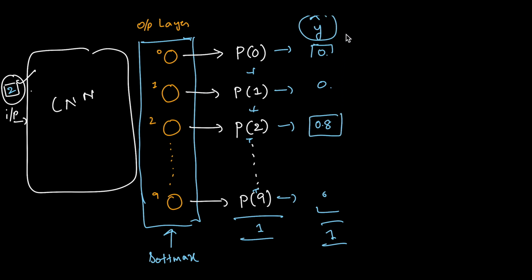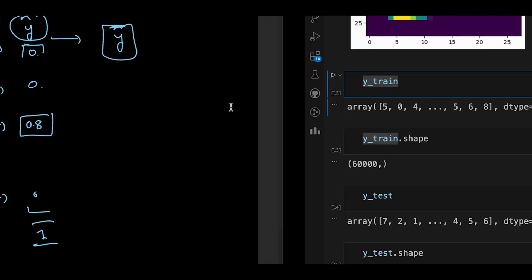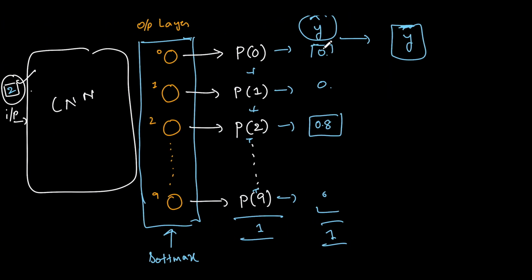Now I need to compare this predicted value with the actual value that is present in my data set. This model will give my predicted output, whereas my actual output will be present in the data set itself. And what is the data set containing? The data set contains numbers like 5, 0, 4, all these numbers. But here, the model is giving probability scores which are between 0 and 1. And also, how many values are we having?